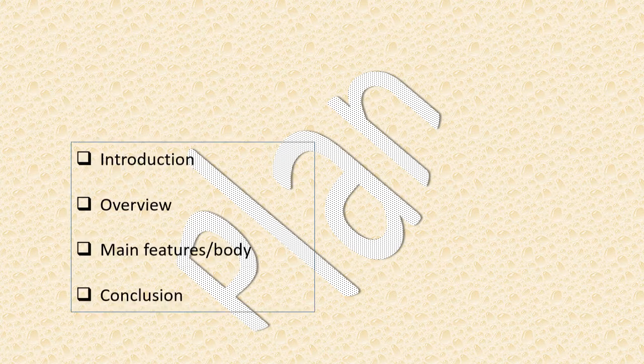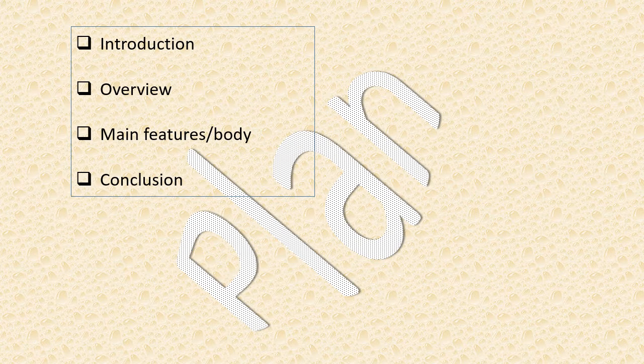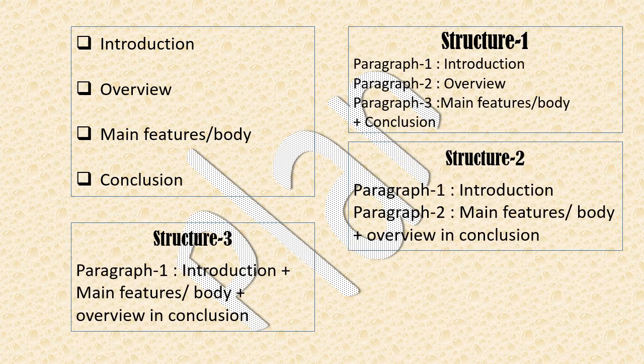If you want to analyze the graph, then you should have a plan and you should focus on these four things: introduction, overview, main features or body, and conclusion. You find here three structures. You can follow any one of the three structures.